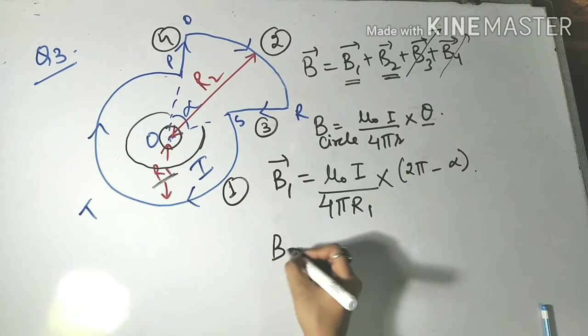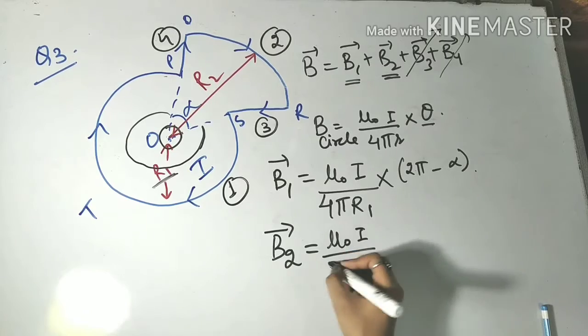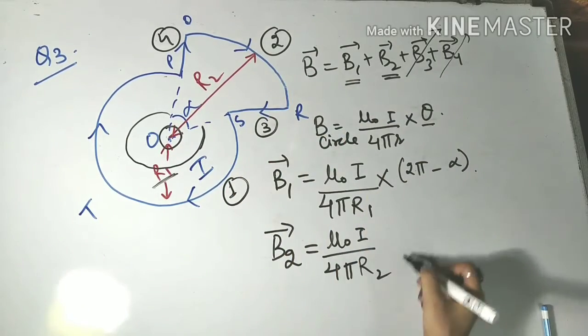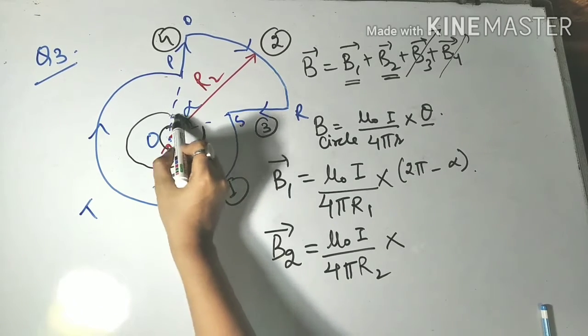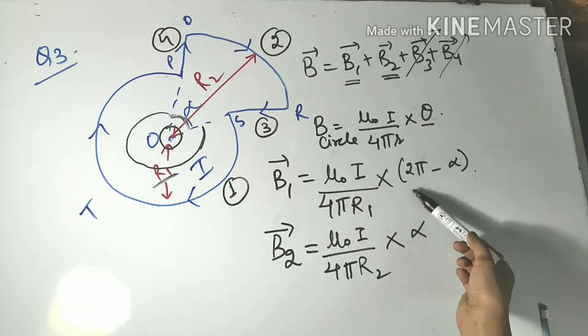Okay, now we are going to calculate for B2. B2 is mu naught I by 4 pi. What is the radius of this arc? R2, into what is this angle? That is alpha. So we are having the two values of B1 and B2.